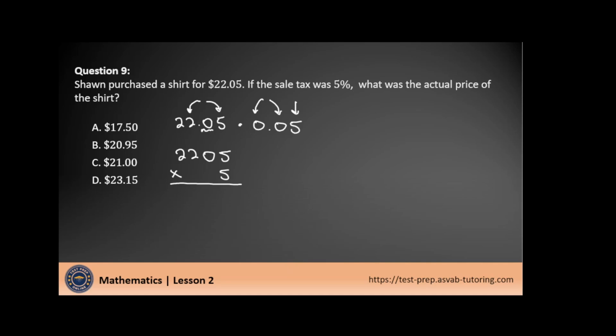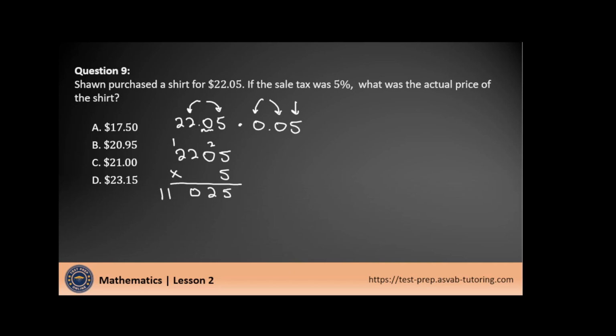All right, 5 times 5 is 25, carry the 2. 0 times 5 is 0, plus 2 is 2. 2 times 5 is 10, carry the 1. 2 times 5 is 10, plus 1 is 11.